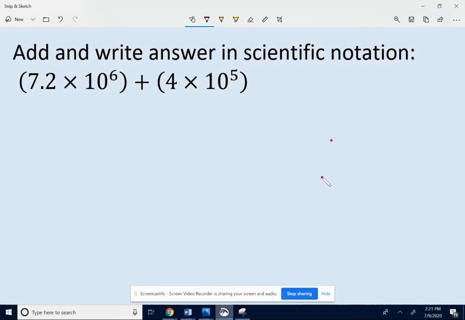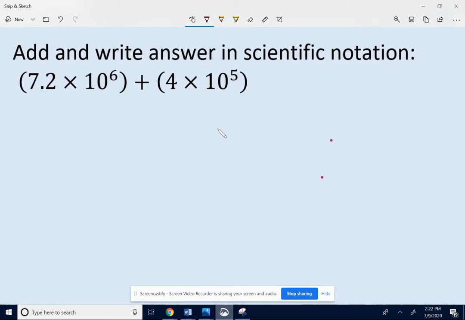Because if you wanted to, you could take the first number and move the decimal point 6 to the right. Take 4, move that decimal point that's after the 4, 5 to the right. Add those two numbers up and put that answer back into scientific notation. So if you like doing it that way better, just make sure you can get the same answer as the way that I'm doing it. Okay, because I want to show you what's new.